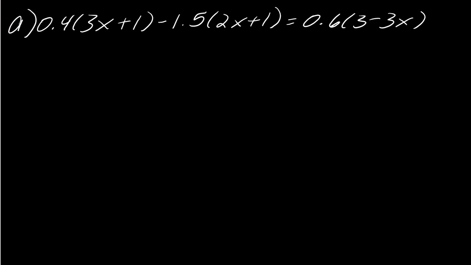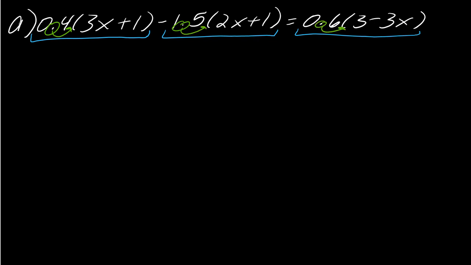Okay, so starting with the first one, I've got 0.4 times 3x plus 1 minus 1.5 times 2x plus 1 equals 0.6 times 3 minus 3x. First of all, notice that there are three terms or three parts here. And that's really anything separated by either the plus sign, the minus sign, or the equal sign. So we only need to move the decimals once for these. You count the maximum number of decimal spots. So here I'm going to move this one once, this one once, and this one once. Just like that.